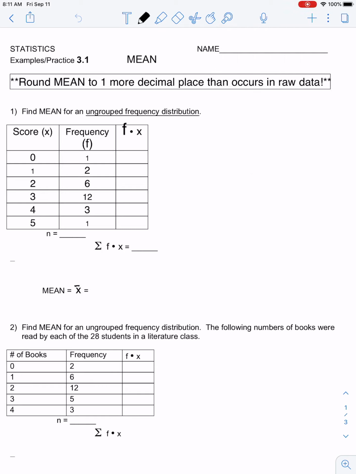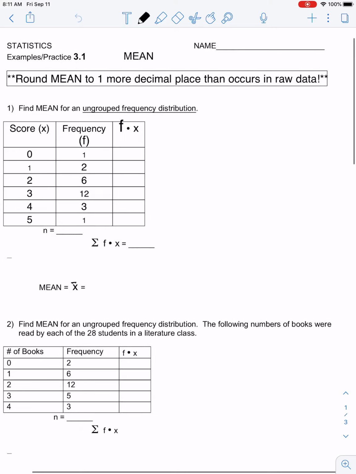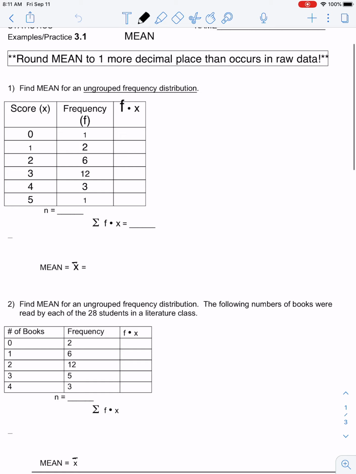In this video, I would like to go over examples for calculating the mean for an ungrouped and for a grouped frequency table. Okay, in our first two examples, we will look at calculating the mean for an ungrouped frequency table, as you can see right here, ungrouped.